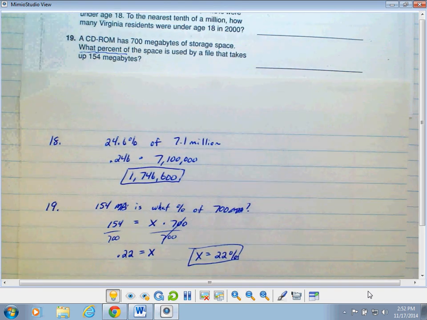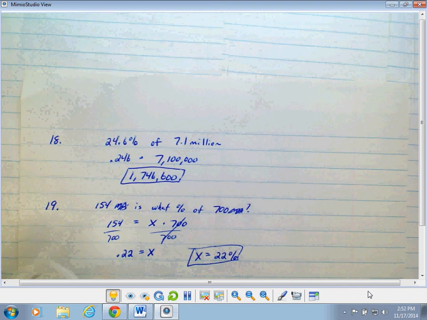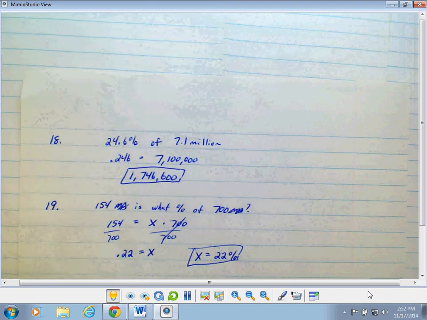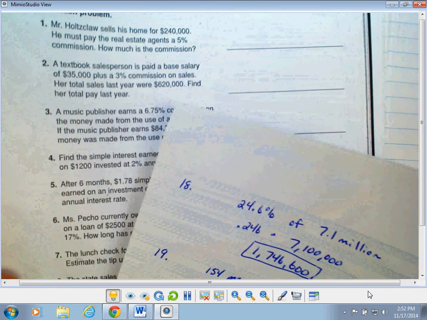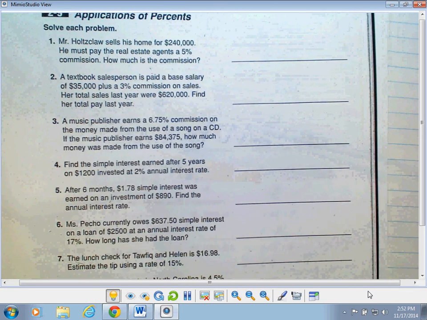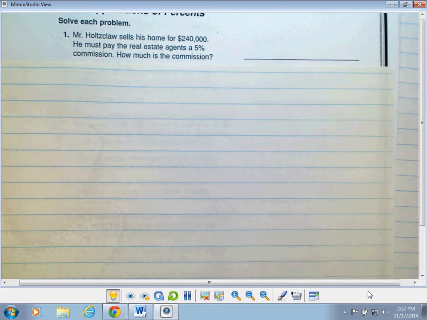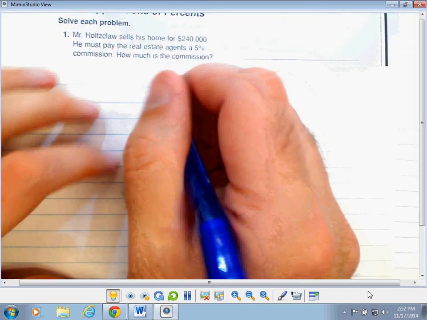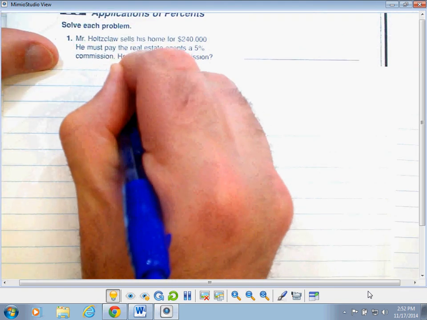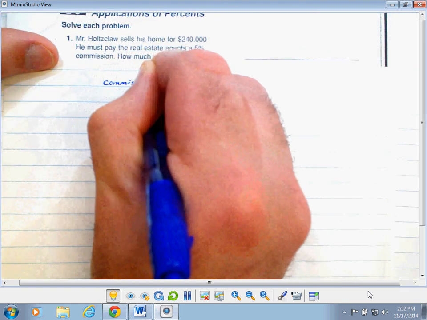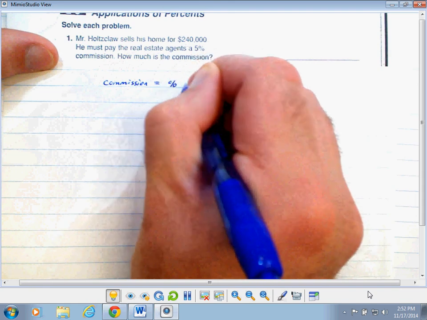Okay, so let's turn over to the other side of the paper then, where they're all word problems. And we'll start from the very top and work our way down. Okay, these ones, we had three kinds of problems. We had commission problems, interest problems, and estimating problems, where you find things like a tax or a tip or something like that. So commission problems work off the same principle. They work off the idea that commission is equal to the percent times the sales.